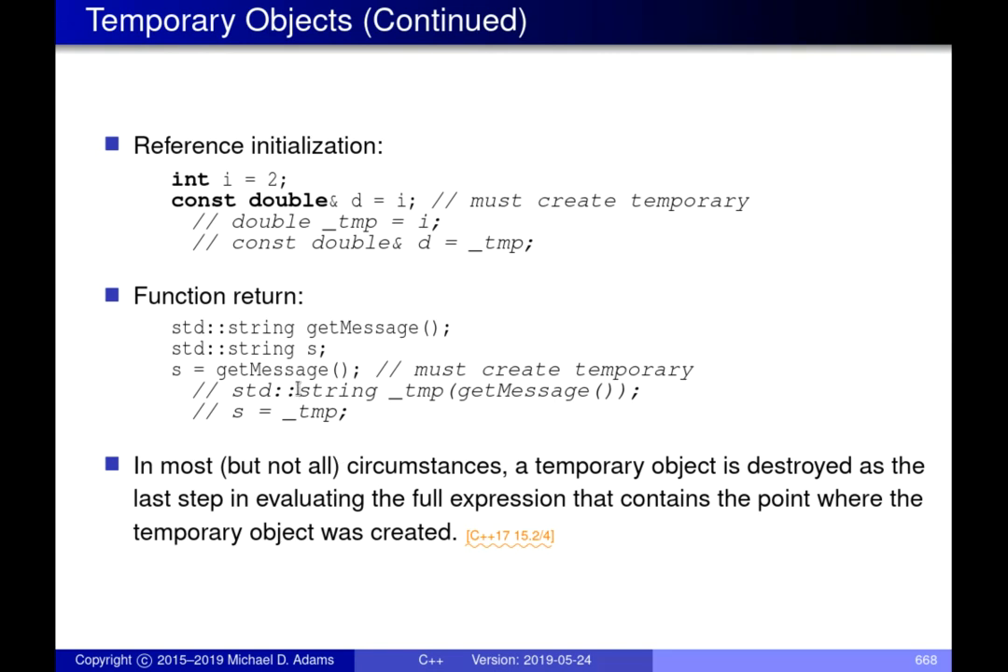I still need to talk about function return. I'm getting ahead of myself. Well, let me talk about function return. I somehow managed to skip this bullet, unless my memory is really getting bad. So function return, when we're returning by value, is another situation in which temporary objects can get created.